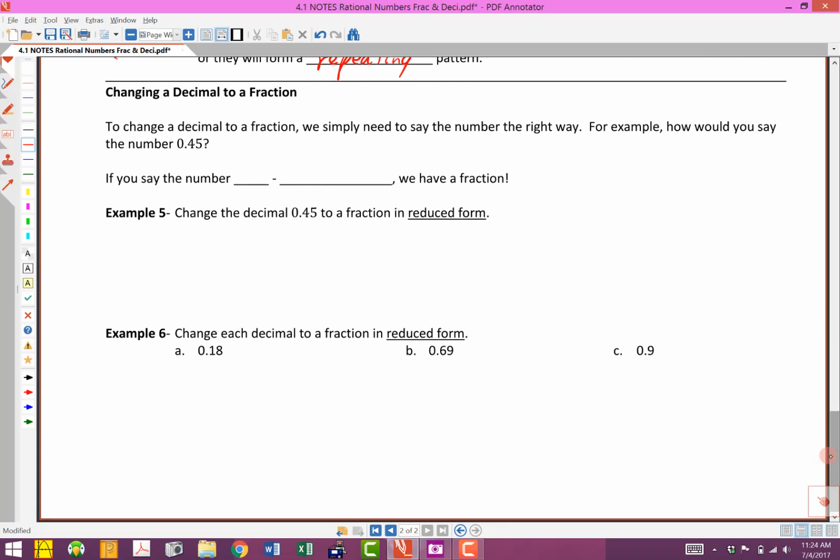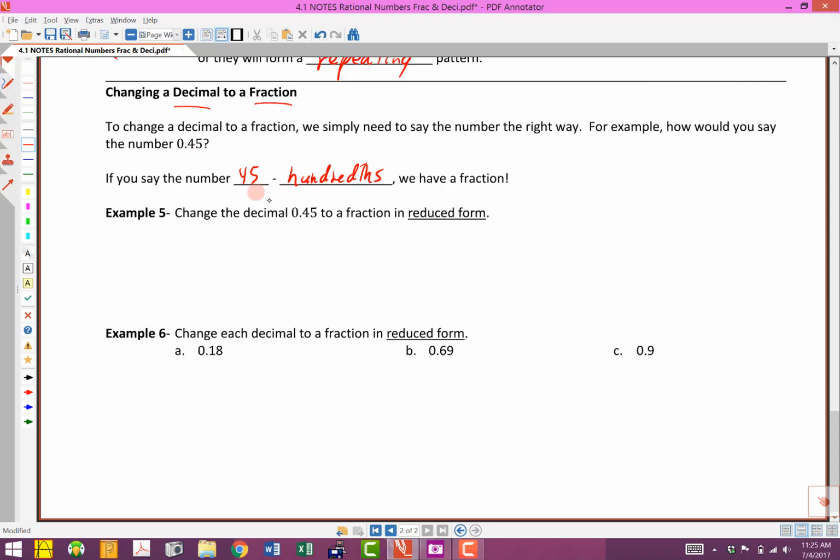Now let's talk about how to change from a decimal to a fraction. In order to do this, we just need to be smart about the way we say this. So for example, how would we say this number? And when we say how would you say this number, you need to say it correctly. A lot of people just say 0.45, but we're talking tenths and hundredths here. So if we said that number correctly, it's actually 45 hundredths.